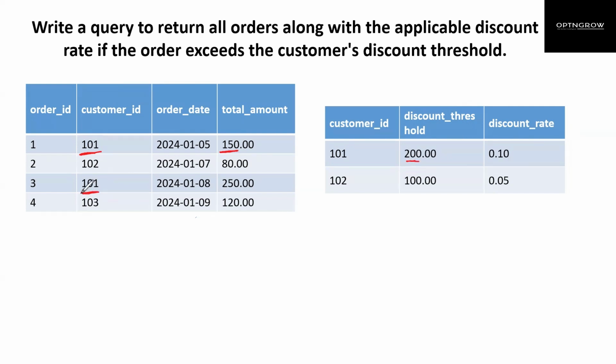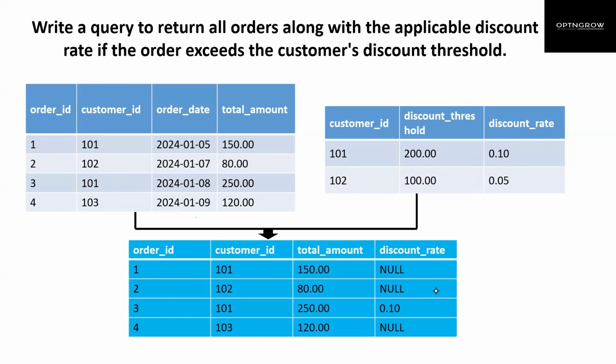Now in this case, for 101 the amount of the order is 250. So for this transaction, we are going to provide him a discount of 10%. Basically, we want an output like this. You can see that we have joined the two tables, and here we are showing the discount rate. As per the orders of the customer, what is the discount rate?